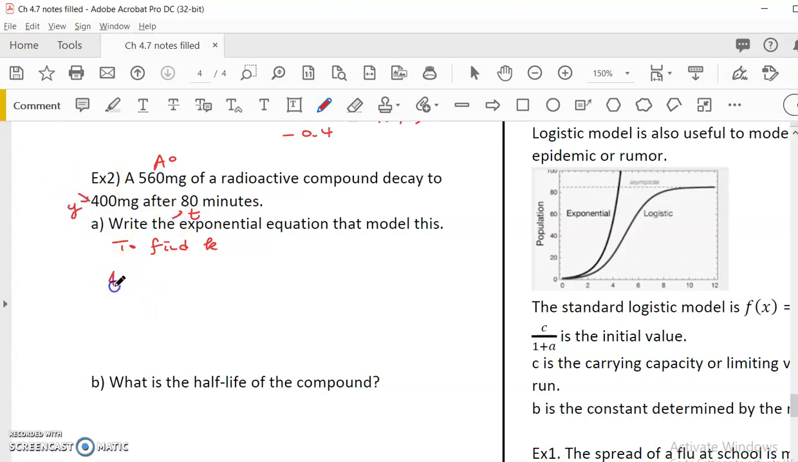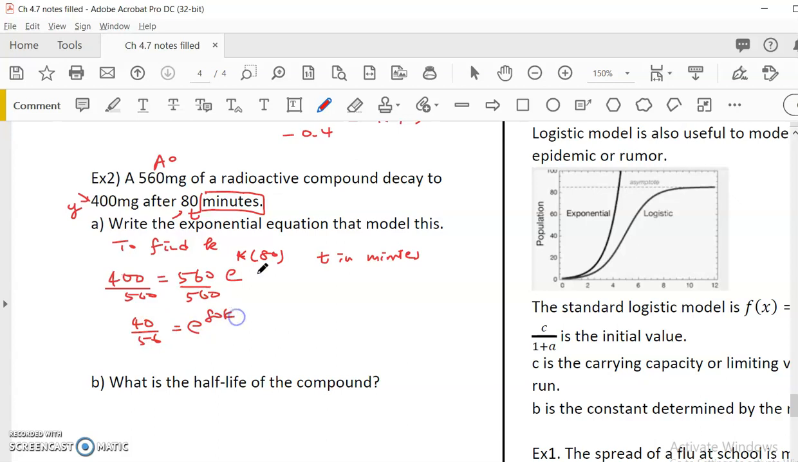So you have Y equal to 400 equal to 560, A0, e to the negative, oh no, we can just say k. We know that it is negative. k times 80 because T is in minutes. Keep track of it. Okay, to solve for k, I divide, so it becomes 40 over 56 equal to e to the 80k. So ln 40 over 56 equal to ln e to the 80k. 80k can move out.